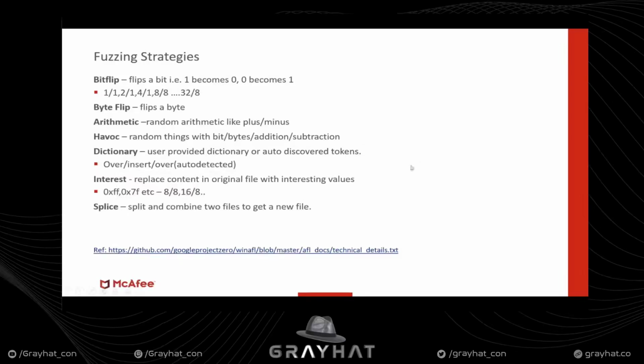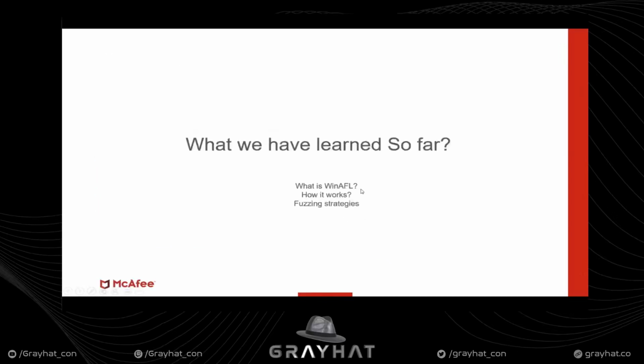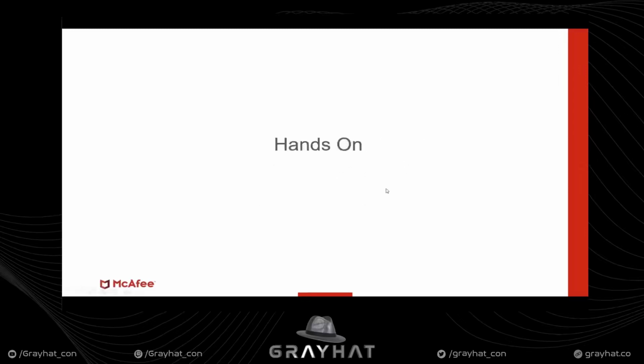Since we have already covered this in part 2, I'm not going to spend much time on that. We will move on and see what we have learned so far. We have seen what WinAFL is, how it works, what DynamoRIO is, how WinAFL uses DynamoRIO for runtime instrumentation, and what the different fuzzing strategies are. Now let's move on and do some hands-on.